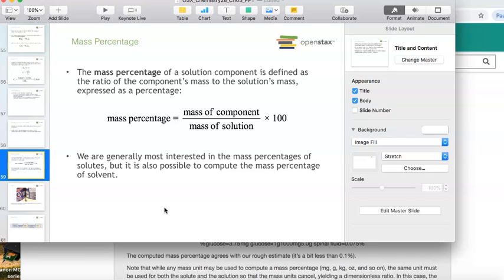If you think about percentages, it's mass of a small piece over mass of the entire thing. So that's what you have with a mass percentage: mass of the component that you're looking at divided by the total mass of the solution times 100. We're generally most interested in the mass percentages of solutes, but it's also possible to compute the mass percentage of solvent as well.